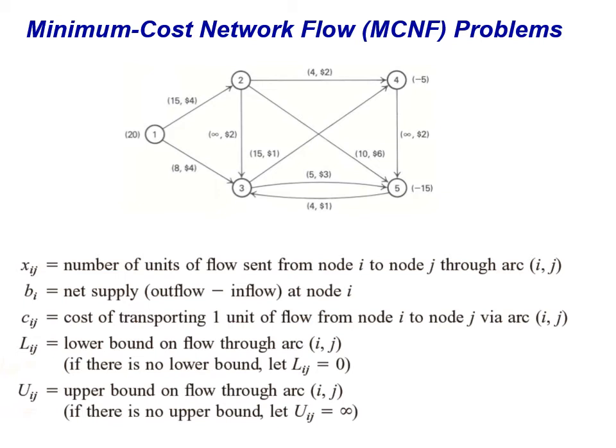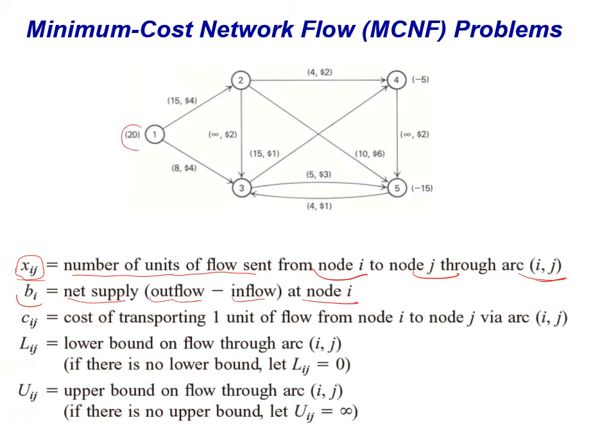And we can denote these with different parameters and decision variables, similar to the shortest path and maximal flow problems. Our decision variable xij will be the amount of flow, or the number of units of flow, sent from node i to node j through this arc ij. Okay, the same decision variable definition. But this time we have some additional parameters, which is different than the maximal flow problem. So this Bi will be the net supply, which is the outflow minus inflow at node i.